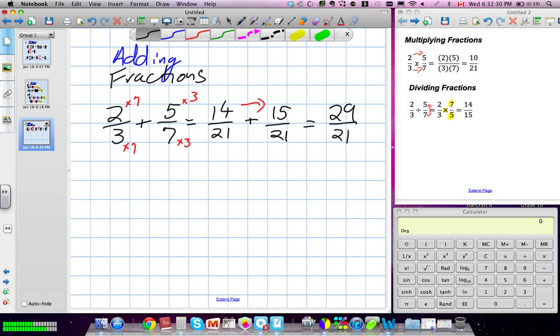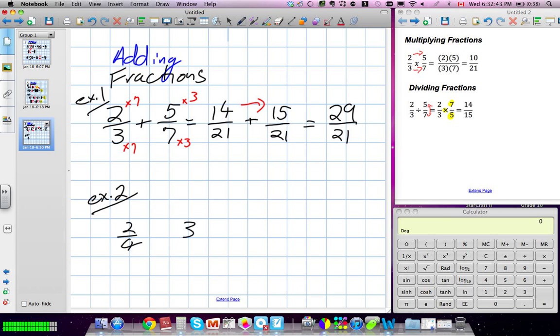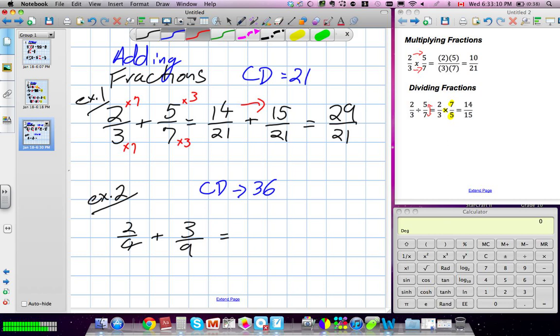I'll make one up for you. 2 over 4, 3 over 9. Adding these together. Okay, so what's the first step? Denominator. Okay, what's a common denominator? Call it a CD. What's our common denominator going to be? 36. Good. What do we multiply the first fraction by to get to 36? 9. What about the second one? 4. Yeah, good.